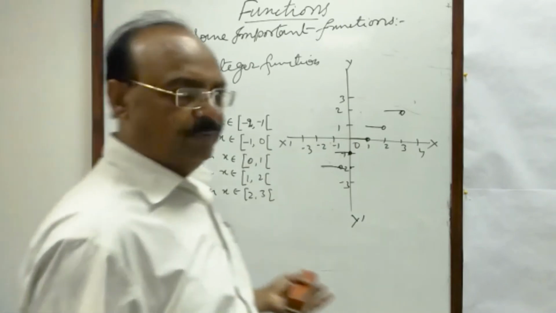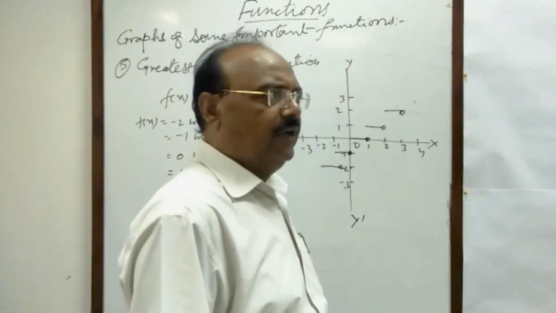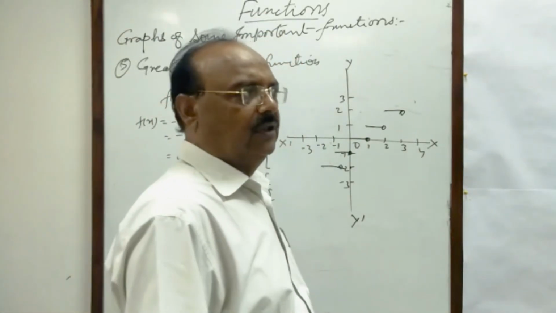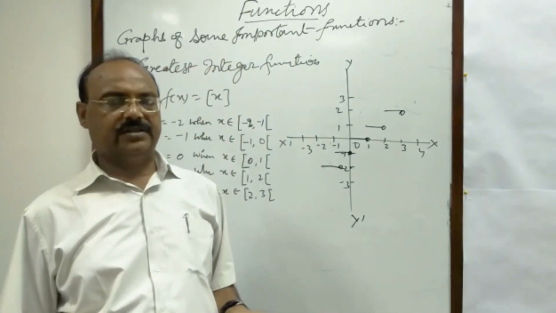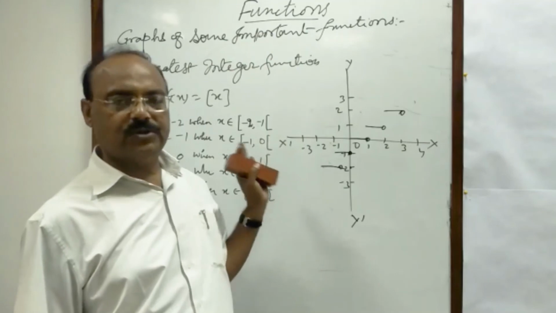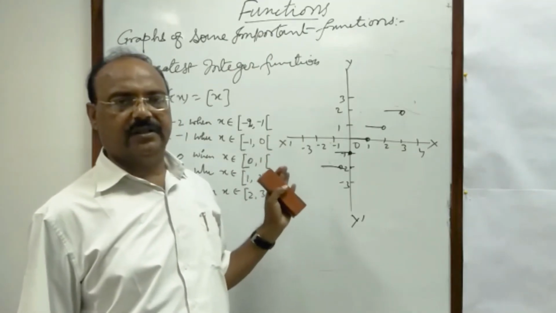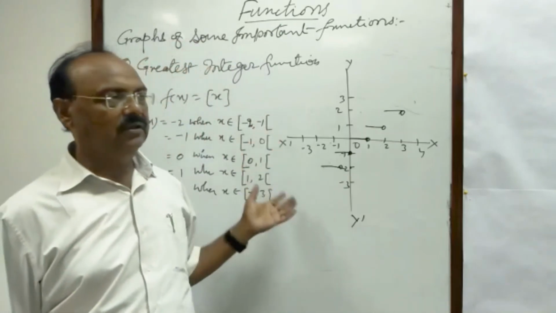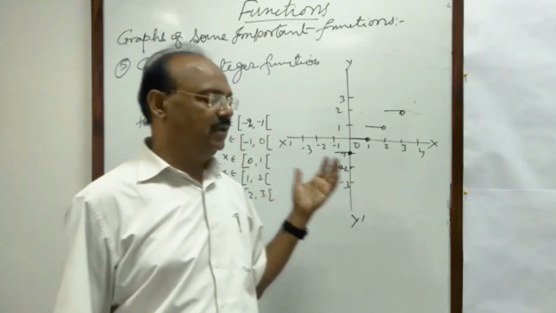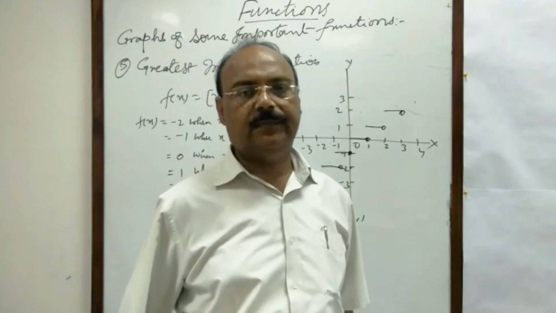So these are some important graphs. However, we can draw some more graphs for polynomial function, reciprocal function, etc. But these are the most important graphs that we have discussed here. So students, I hope you understand all these graphs that we have drawn against different important functions.